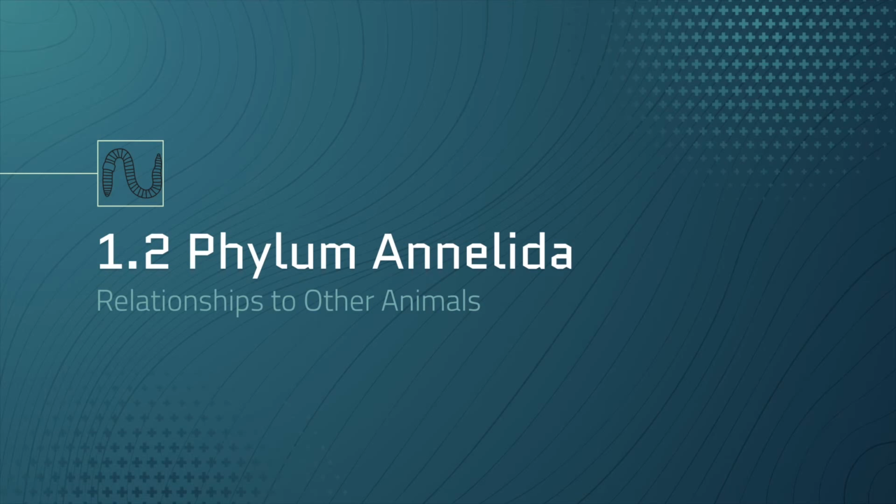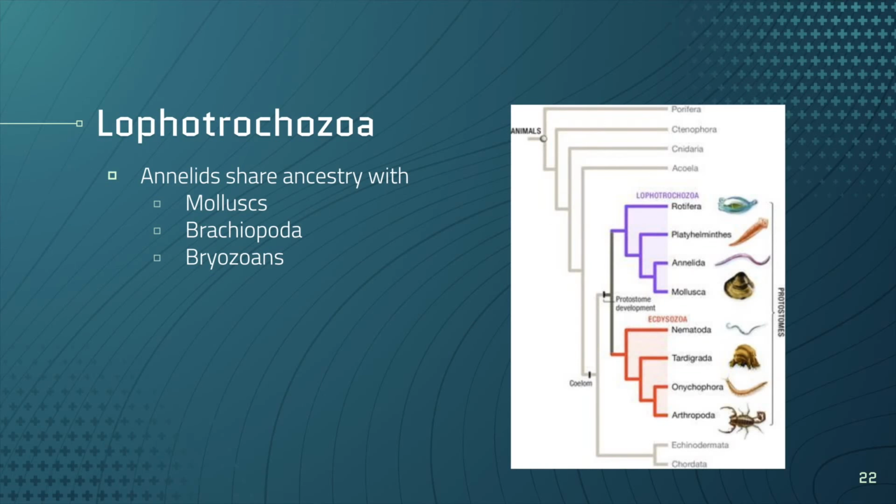Now we're going to take a close look at the relationship of annelids to other animals. Once again, we are examining an animal group found in the clade Lophotrochozoa. The Lophotrochozoans include Phylum Mollusca, Phylum Brachiopoda, and Phylum Bryozoa, as well as Phylum Annelida. Our phylum of interest belongs to this clade due to the presence of the trochophore larva and is highlighted in purple here. Phylum Annelida is interesting because it has undergone recent changes in its organization, which is important to discuss.